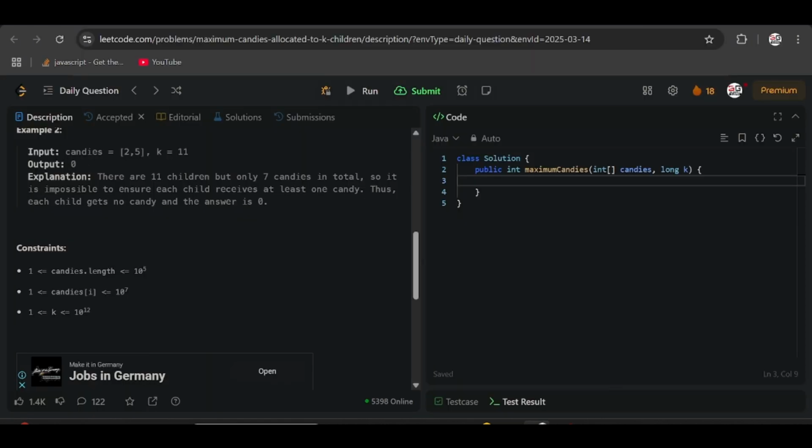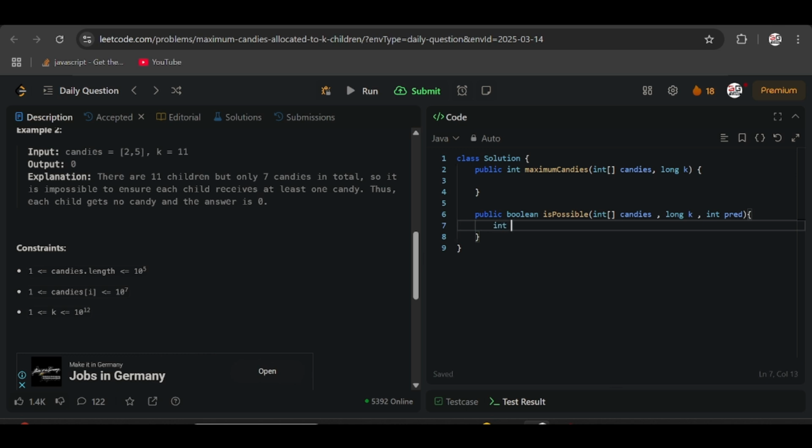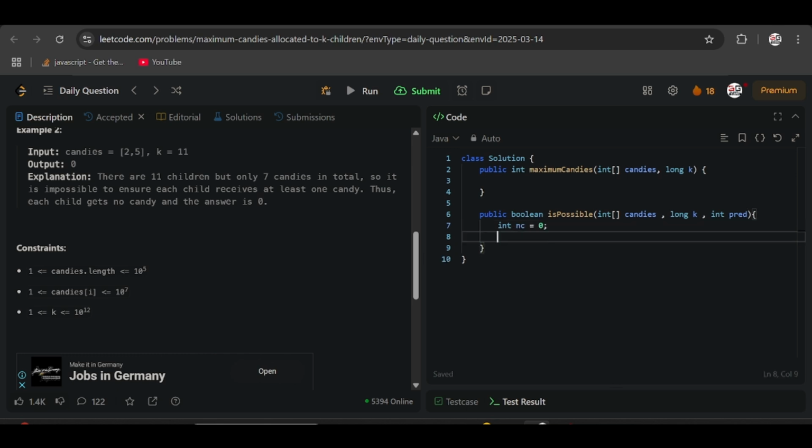So let's code this part first of all. I will make a boolean function to check whether it is a possible solution or not. I will be taking the candies, both these values to check, and last one my predicted value. Okay. Now what I will be doing, I will take one integer, let's say NC, and I will be checking the whole candies array.